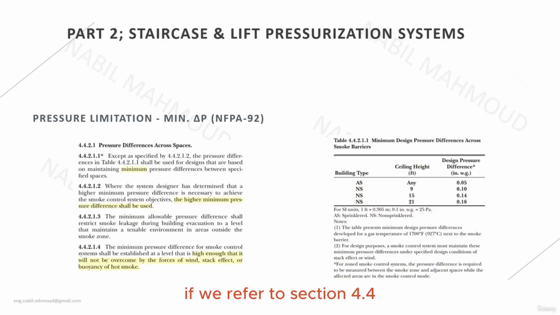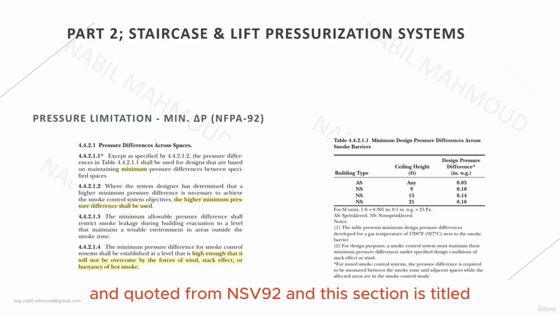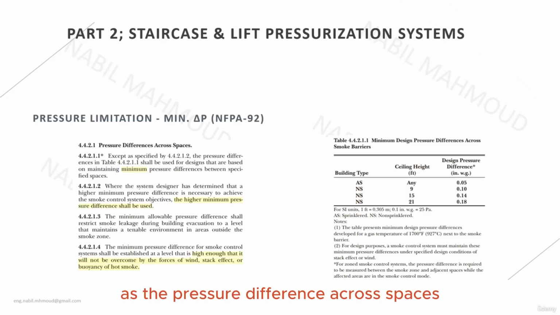If we refer to section 4.4.2.1, which is shown on the left side of the screen and quoted from NFPA 92, and this section is titled the pressure difference across spaces. You will find it saying that table 4.4.2.1.1 shall be used for design that is based on maintaining the minimum pressure difference between specified spaces.